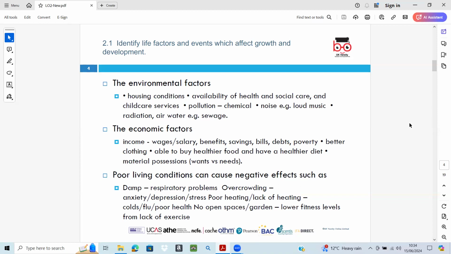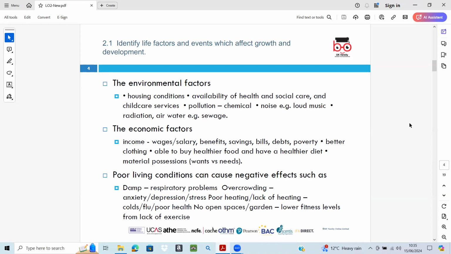Then we haven't discussed no open spaces or gardens. For that, we can say lack of access to open spaces or gardens reduces opportunities for physical activity, which can affect physical health and fitness level. An example could be lower fitness level. Without open space for exercise, individuals are less likely to engage in physical activities, which could lead to lower fitness level and increased risk of obesity.